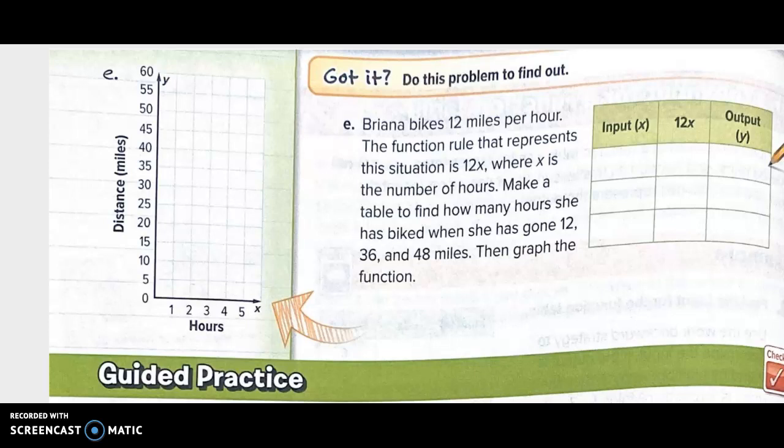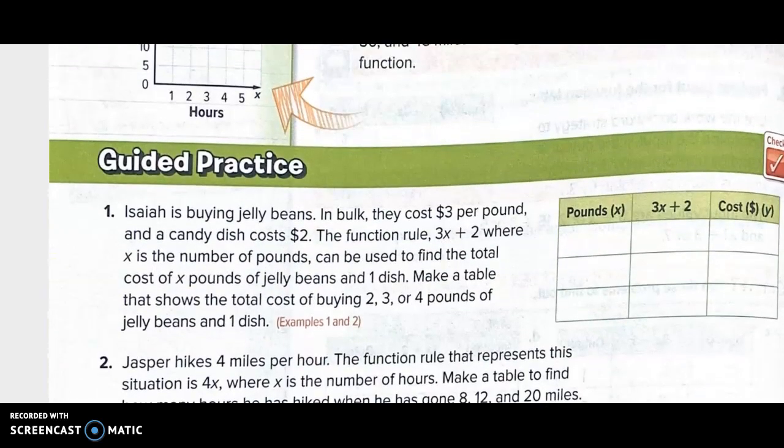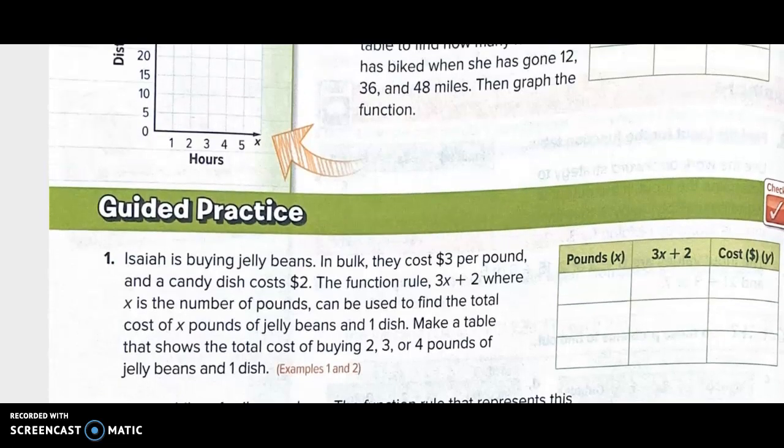All right, so yesterday you left off on this problem right here with our function table. So we're going to go ahead and move on to the next problem. Actually, before I get started, I just want you to follow along with me, write down your examples and everything as I'm going through this.